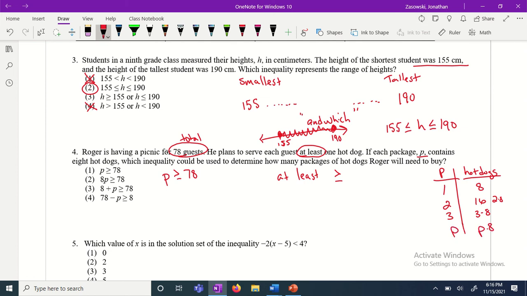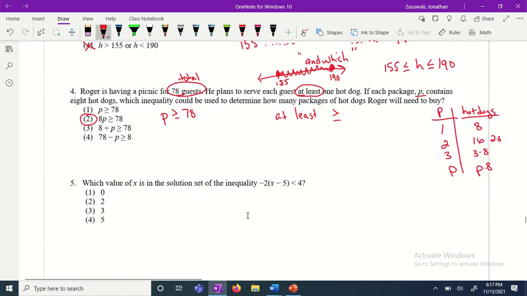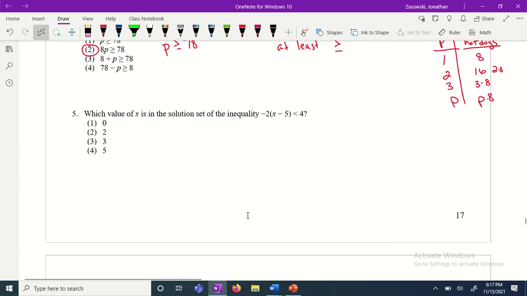So we know it's going to be 8P, and then greater than or equal to, because it's at least, and then the 78 is the total. So it's going to be choice 2. All right. See if you guys can try number 5.